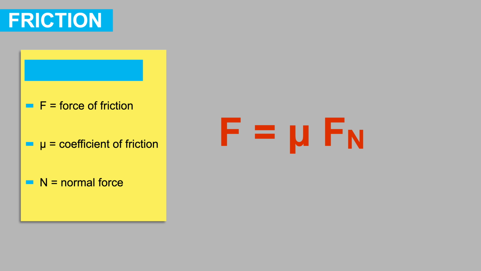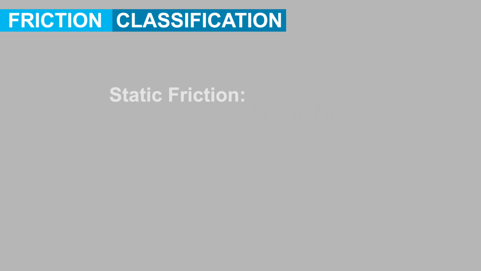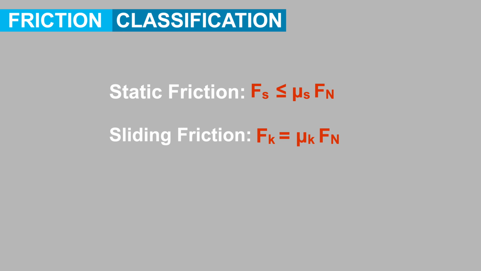There are numerous types of friction, but they can all be classified into three kinds: static friction, sliding friction, and rolling friction. As you can see, each friction has its own corresponding formula. The formulas are very much identical apart from a few notations. Let's break these notations down.